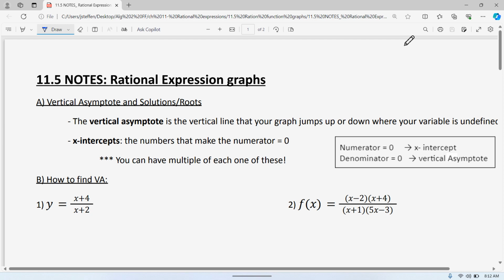To draw these graphs, or rather to interpret them, because again, they all look a little bit different, the things we're going to look for are the vertical asymptotes and the solutions/roots, AKA the x-intercepts, and I should have changed that. I need to write that down because from here on out, I pretty much exclusively call those x-intercepts. So the vertical asymptote is the vertical line that your graph jumps up or down at when the variable is undefined.